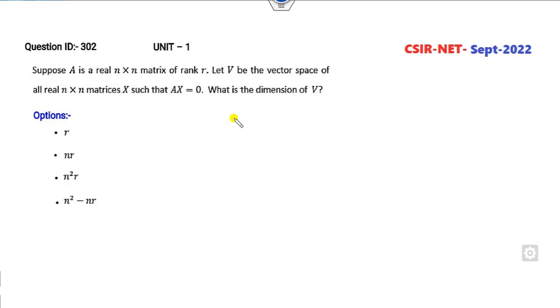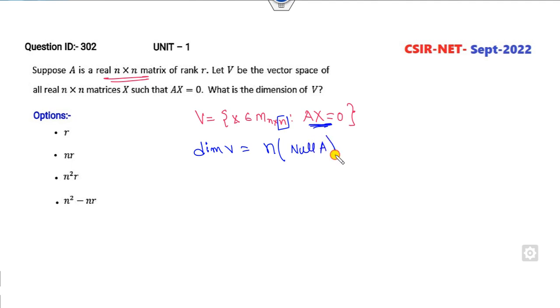Okay, A is my n cross n, V is the vector space, consisting of all those m cross n matrices such that AX is my 0. So again you can see AX is my 0. So what is the dimension of this V? So as I told you, what is the number of the column vectors? N. What is the dimension of this? Nullity of this A.